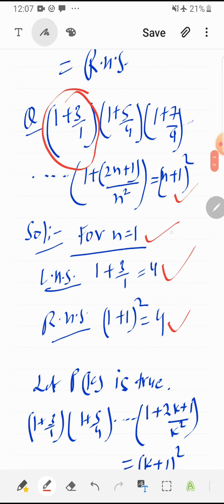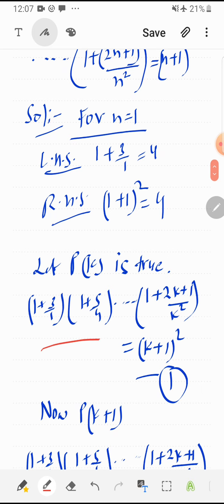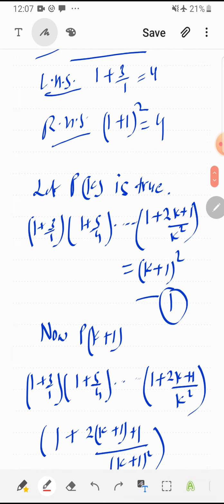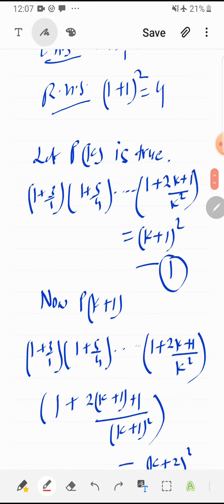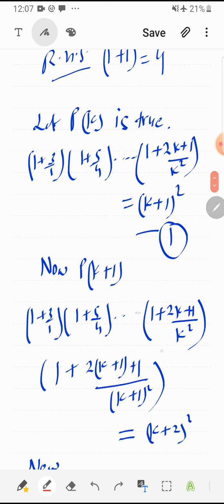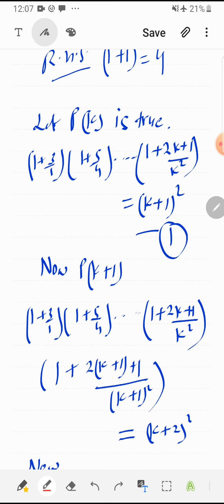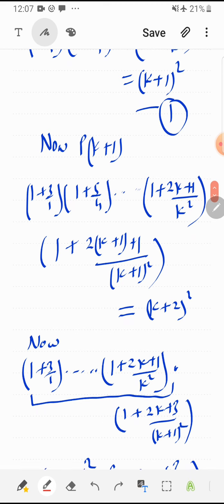We have checked. Now suppose P of k is true. So that means we have put n is equal to k everywhere. Now for k plus 1 I have to write one more term. So I am putting n is equal to k plus 1 in the left hand side. Remember the bracket. And in the right hand side also I am putting n is equal to k plus 1. So this is the expression which we have to prove.